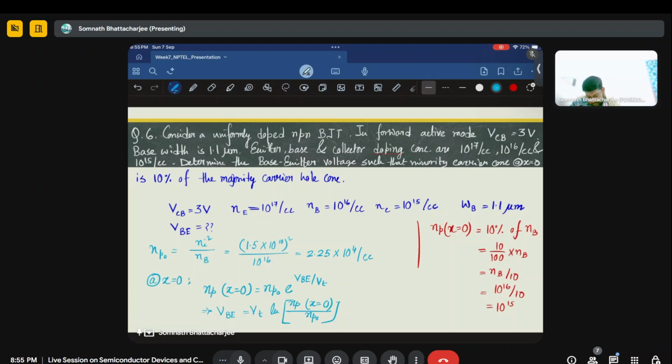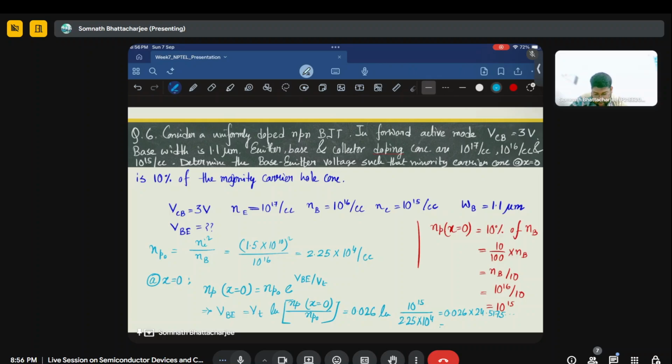Now if we put this here, the value of VT is 0.026. We know ln of this value, 10 to the power 15, and we have got this 2.25 10 to the power 4. So let me just put the values here. 10 to the power of 15 whole divided by 2.25 divided by 10 to the power of 4. So this is 4.444 into 10 to the power 10. We have to just take the log of it. That is 24.5175.